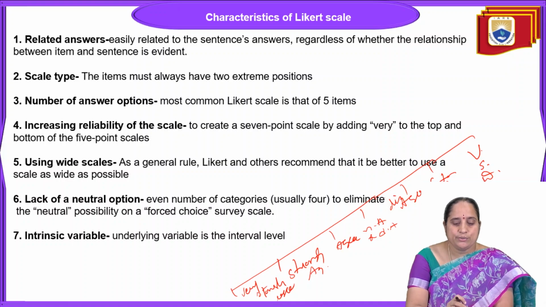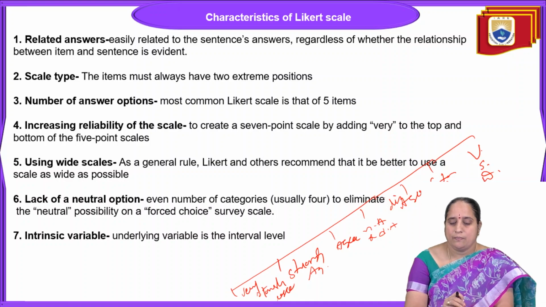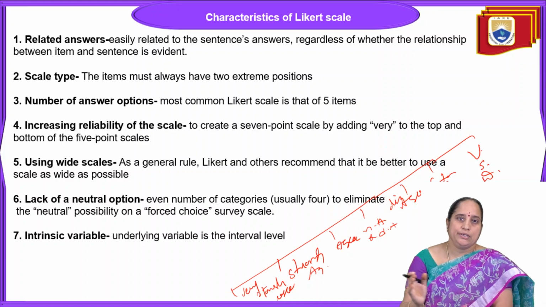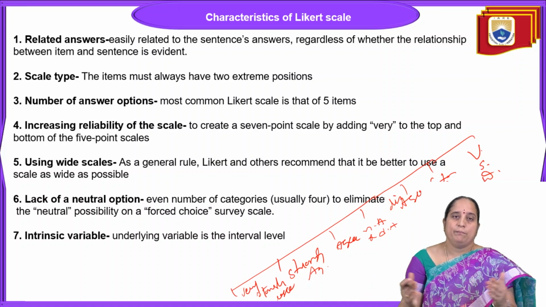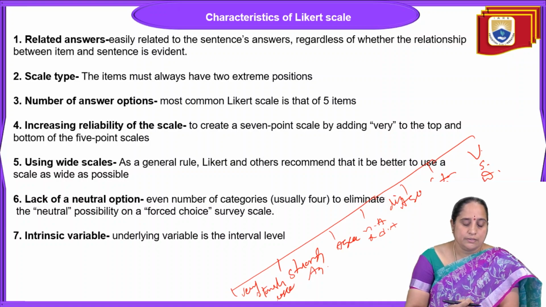Then the next one is using wide scales. As a general rule, for the Likert scale and others like the Guttman scale, Thurstone scale, and Bogardus scale, it is recommended to use a scale as wide as possible. You cannot narrow it, but you can make it broader, so that if you extend the width of the scale, there will be more accuracy in the research result.